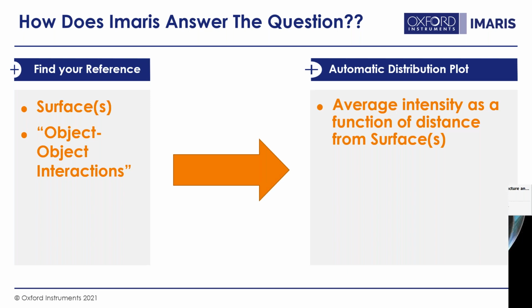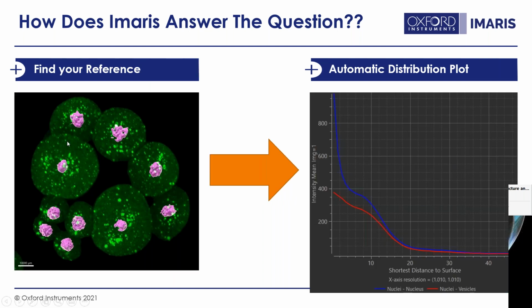And then you just go straight into Vantage, and there will just automatically be a distribution plot created for you, where it's looking at the average intensity as a function of the distance from the surface. Okay, so what does that look like with pictures and not just words? You can see here that I've found the nuclei. They're still pink, but they're surfaces now. So they're the solid object, our model.